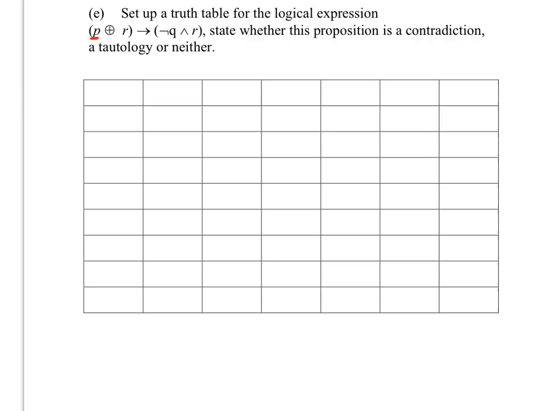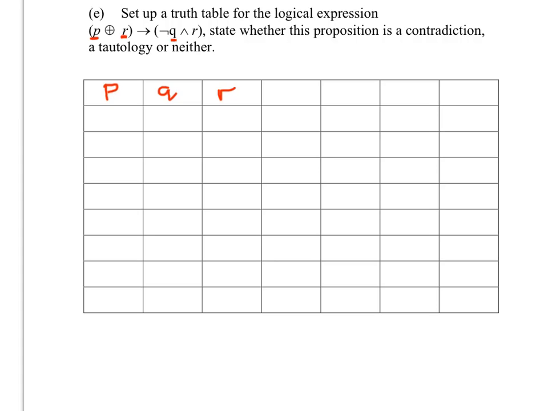So here we have a P and R and a Q within the logical expression. So down here on the table, I'm going to have a column for P, a column for Q, and a column for R. Now when I have that done, what I need to do next is break the logical expression down into pieces and do each piece separately in the table.